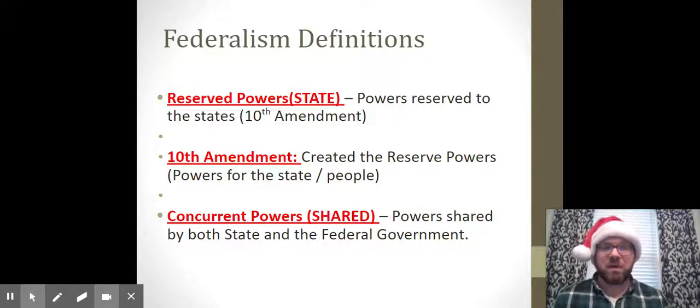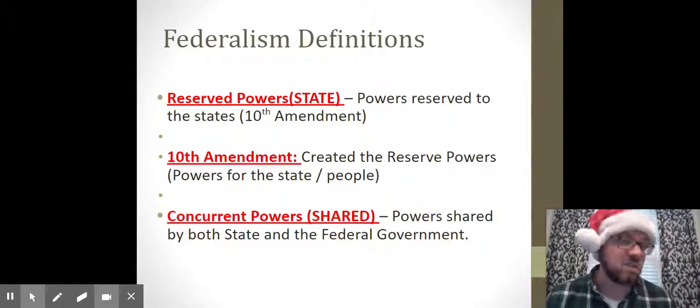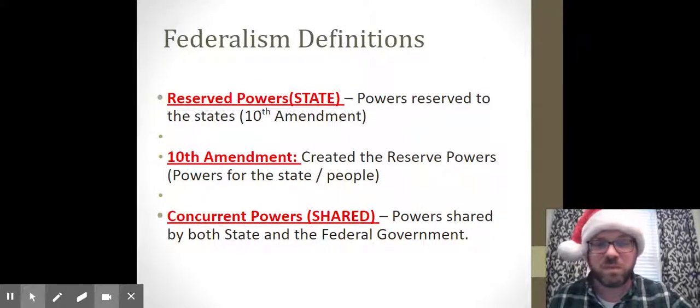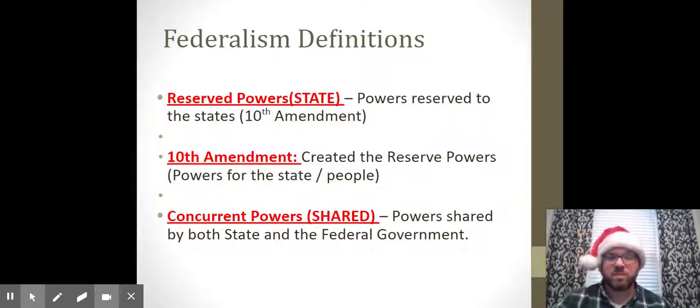Now, the final kind of power we want to talk about today are the concurrent powers. Concurrent powers are shared by both federal and state government. These are powers that both can do, like taxes or law enforcement, things like that. So pause the video now if you need to get these definitions, and then we'll move on. All right, let's move on.